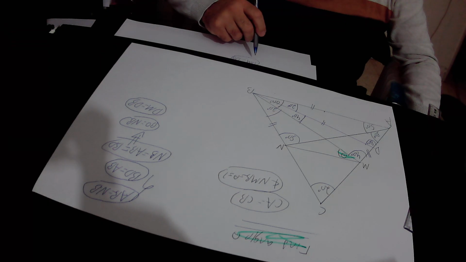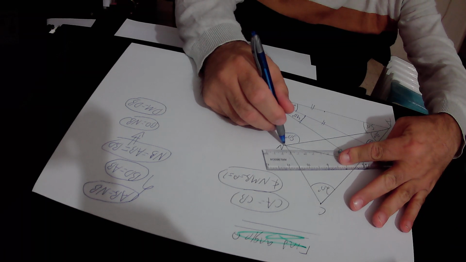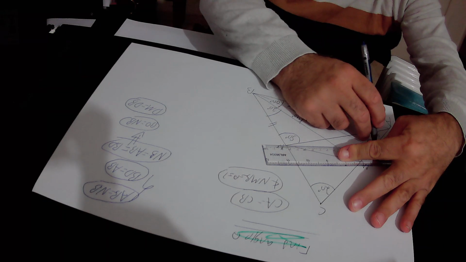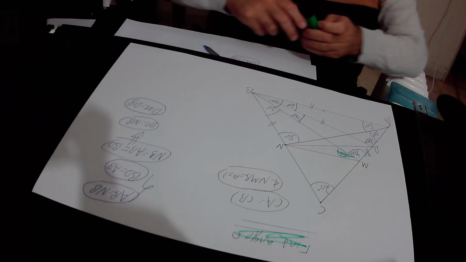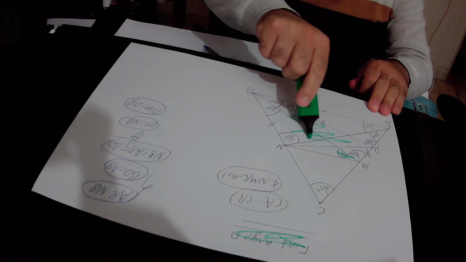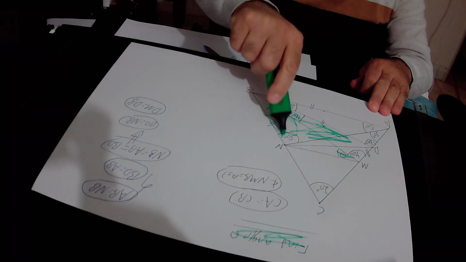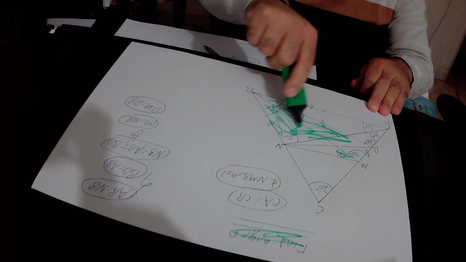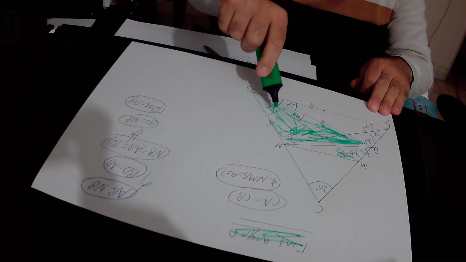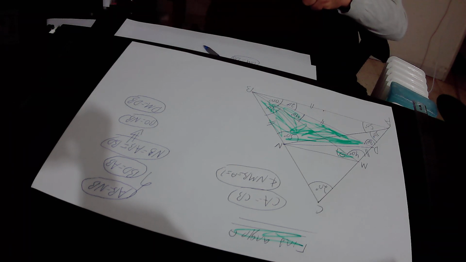In the next step, we join points D and N together by a straight line, and we will focus on triangle DNB, the green triangle DNB. I'll copy triangle DNB to a new page and we'll analyze it.